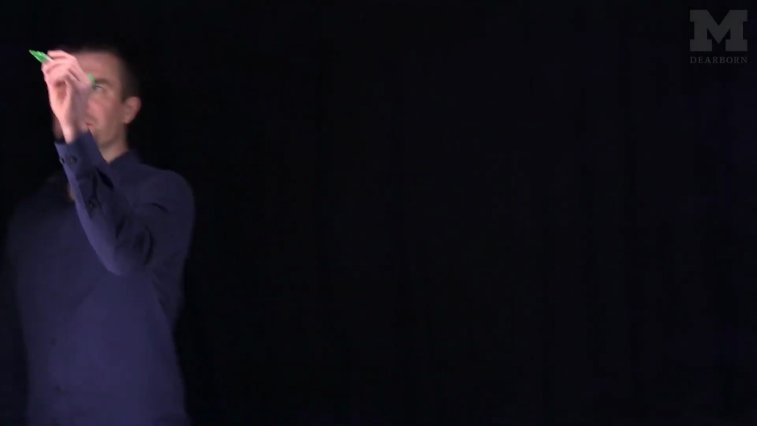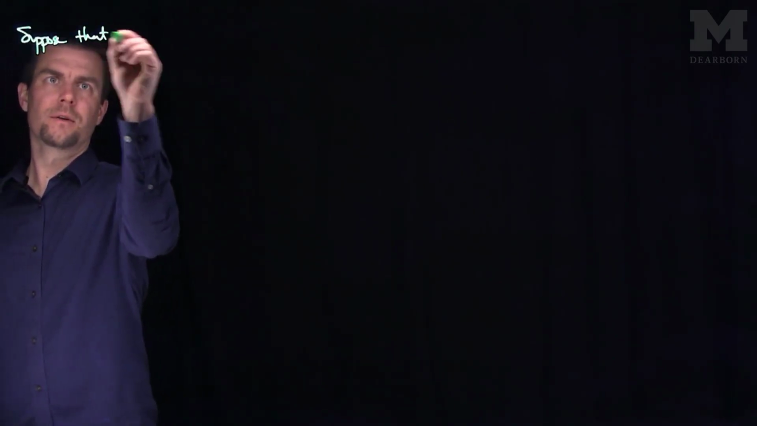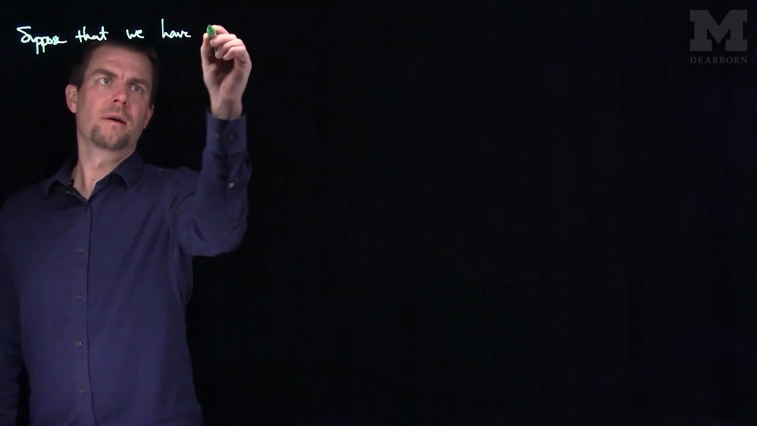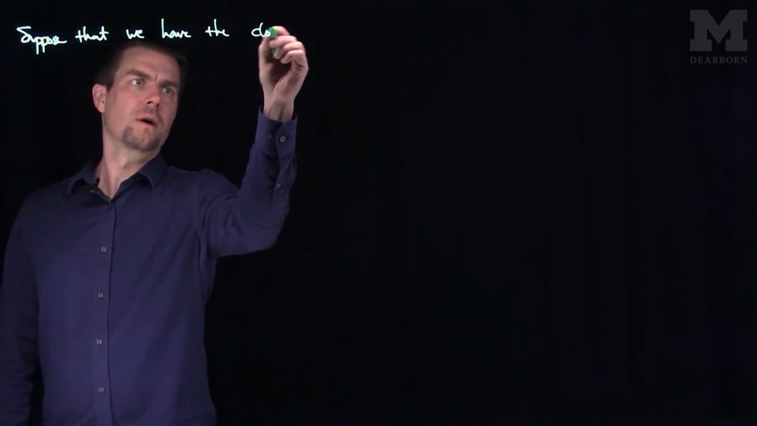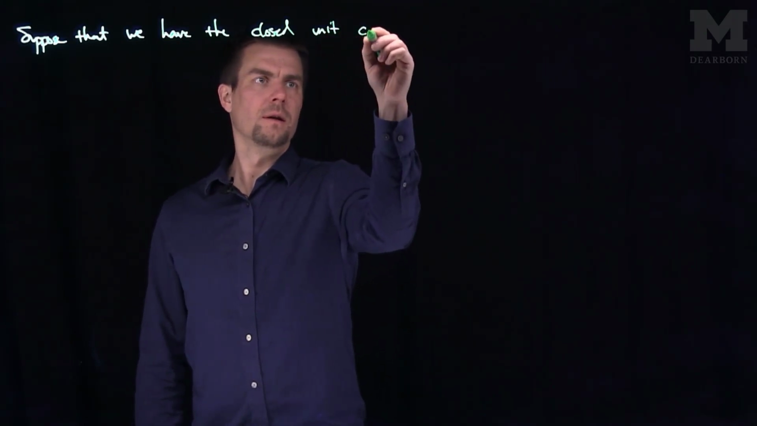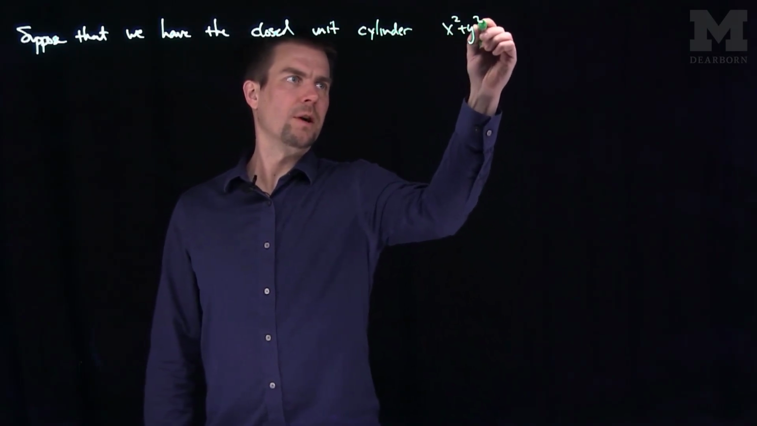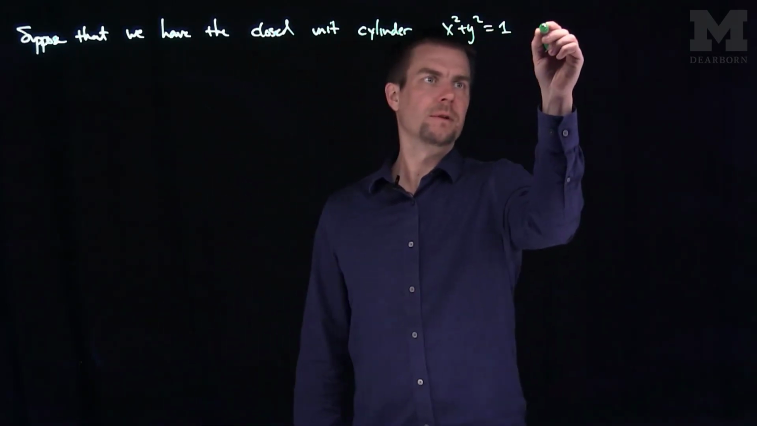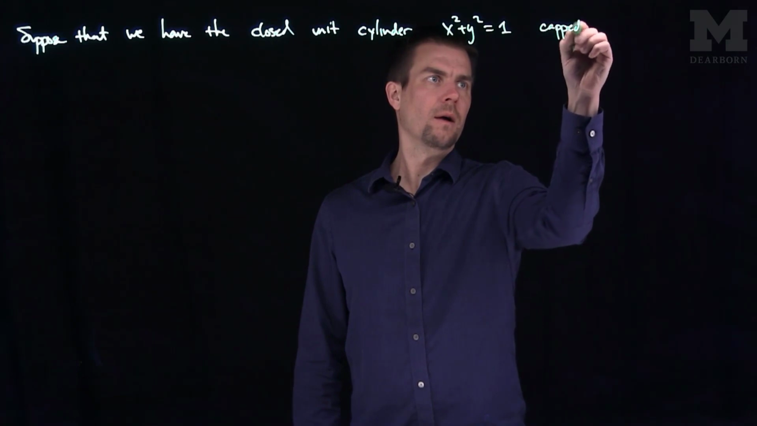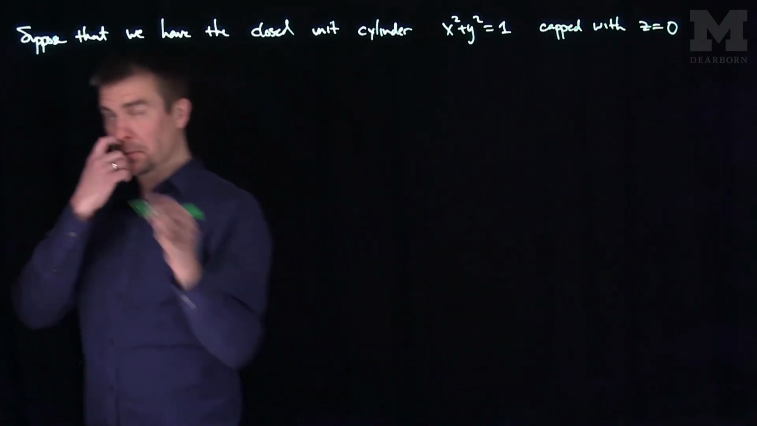Hello students, in this video we'll see an example of how we use the Gauss Divergence Theorem. Let's suppose that we have the closed unit cylinder x squared plus y squared is equal to 1, capped with z equals 0 and z equals 1.